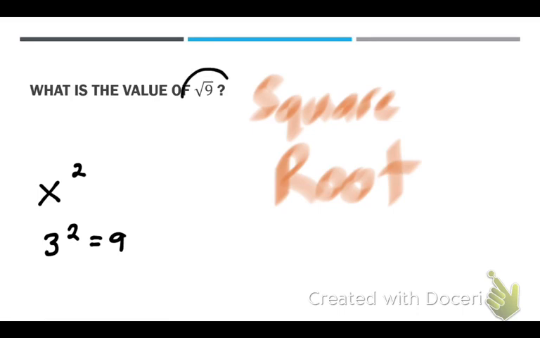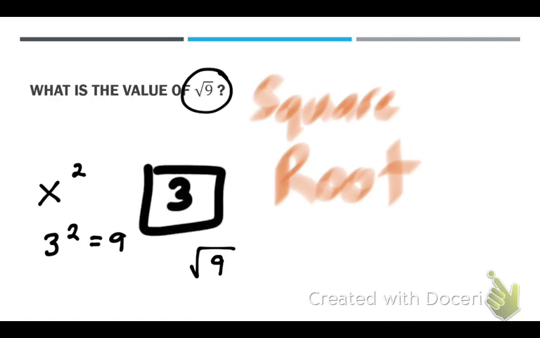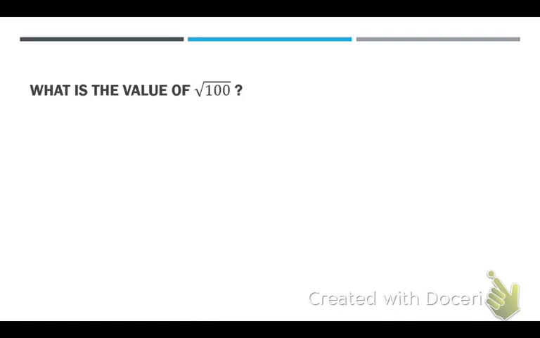So basically what a square root is, it's doing the opposite. It's saying what number times itself equals 9. So what would the answer be? The correct answer here would be 3. Okay, I just tried to explain this concept. It says, what's the value of the square root of 100? You are trying to think about what number multiplied by itself equals 100.